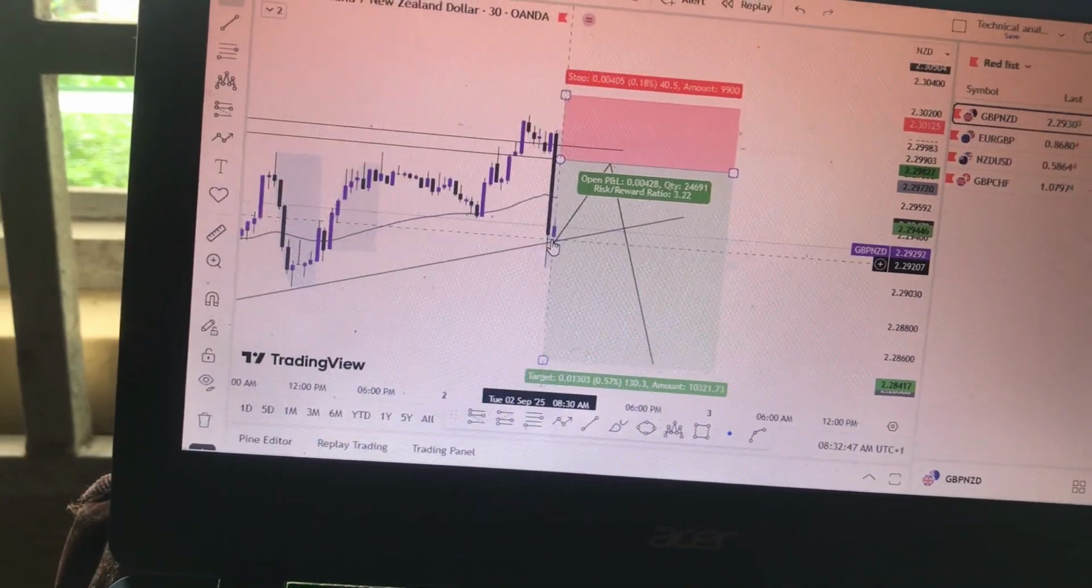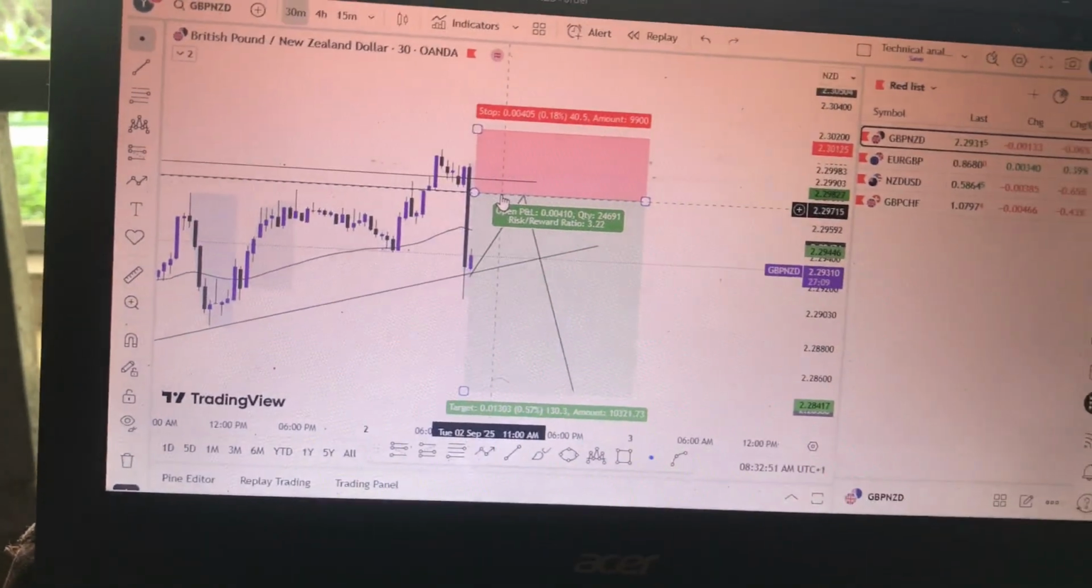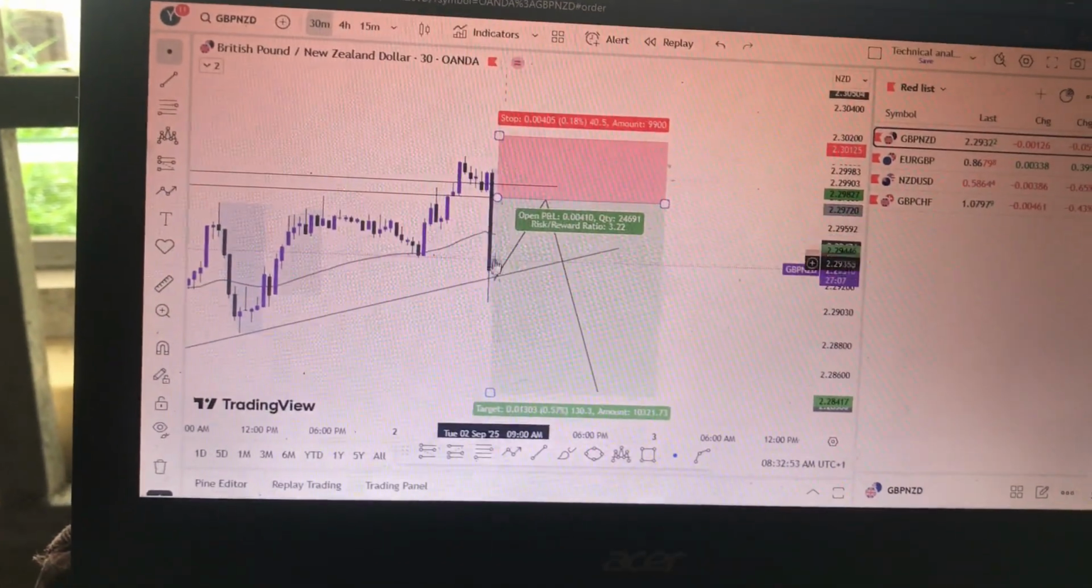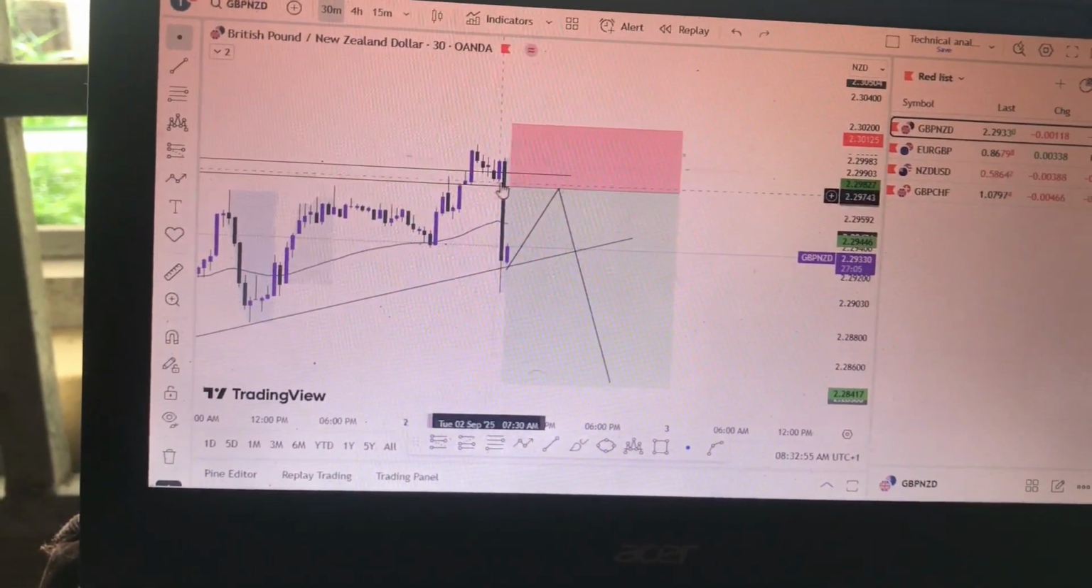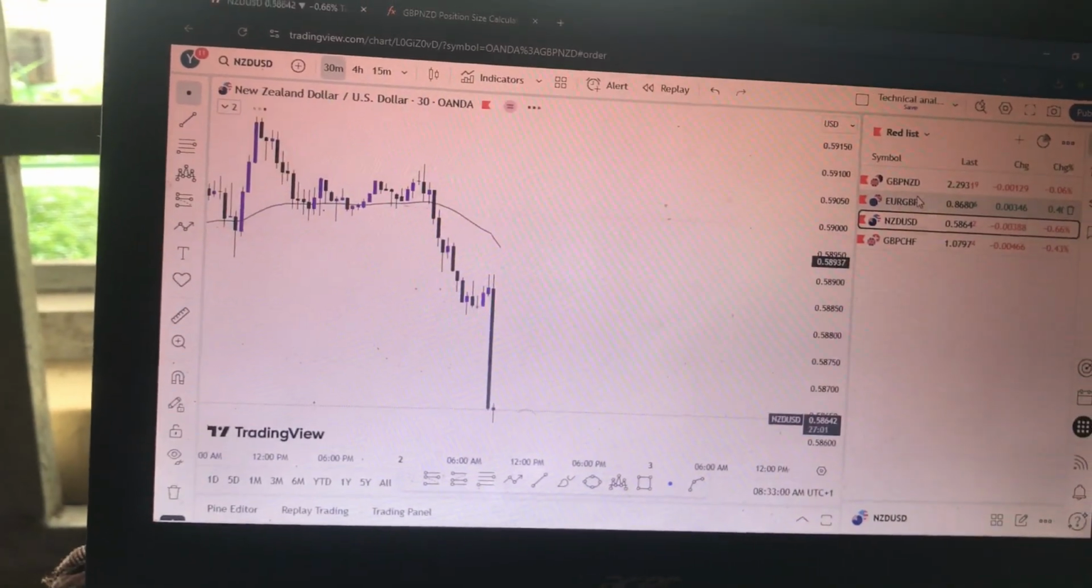So all I'm going to wait for my entry is a pullback into this level to risk my normal risk and take the trade. So if we pull back into this level of support and resistance, I'll be looking to enter it. Euro GBP, let's go to Euro GBP.